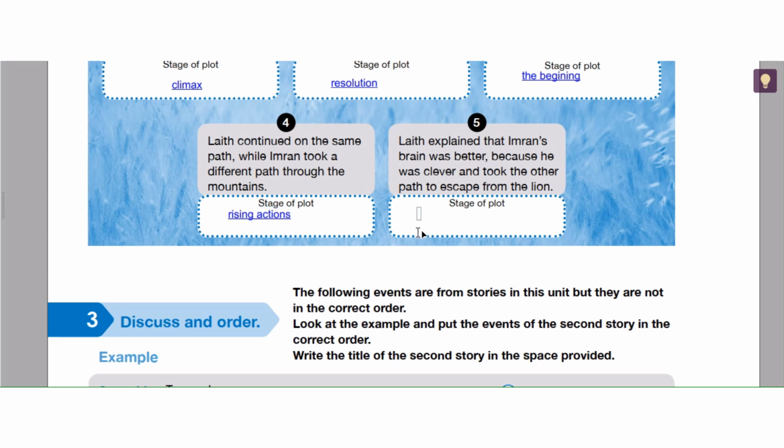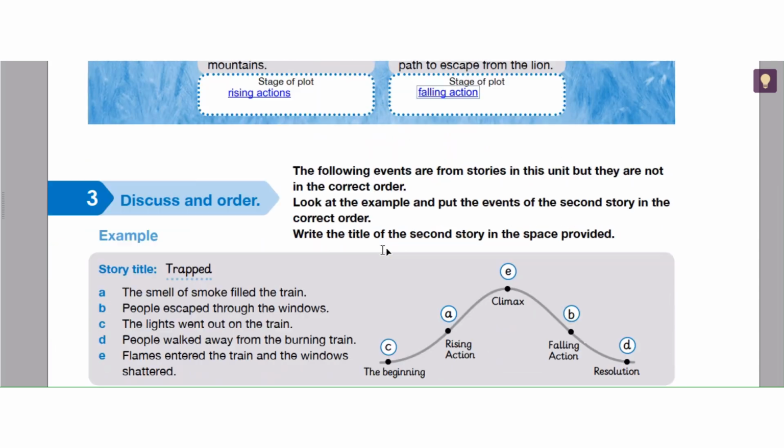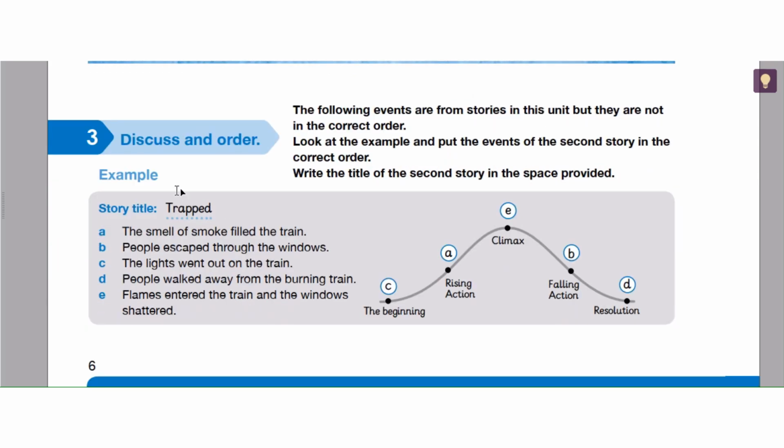And the last one, Leith explained that Imran's brain was better because he was clever and took the other path to escape from the lion. Falling action. Very good. We move to exercise number 3.